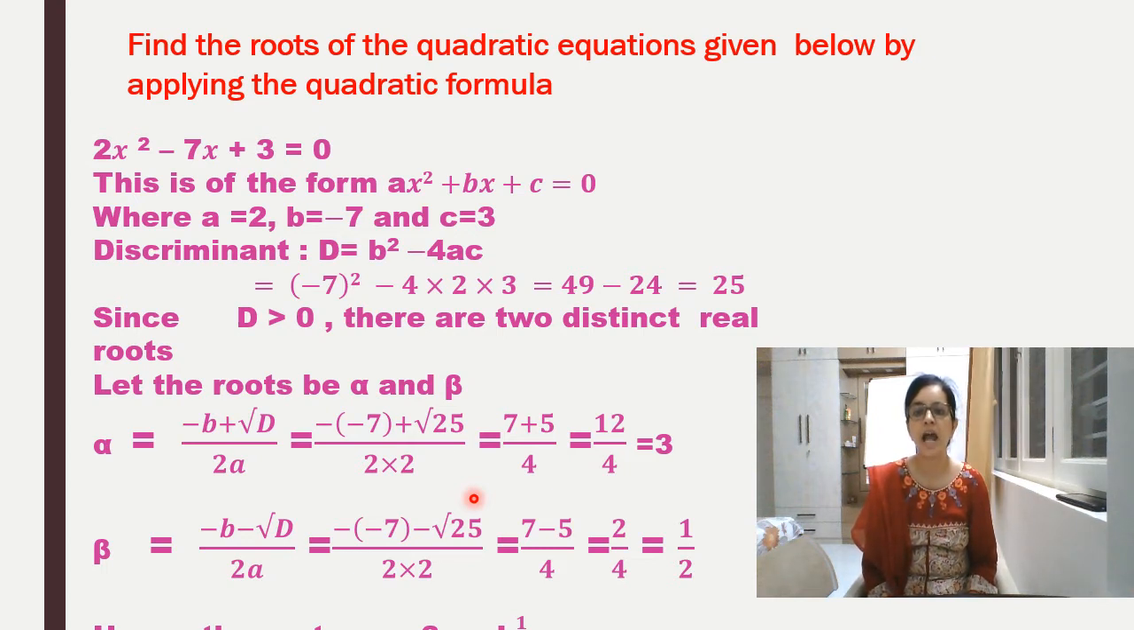It is 5. Add 7 and 5, divide by 4, you get 3. Similarly, subtract 5, then you get 7 minus 5, which is 2. Now, why did you get 7? Because minus of minus 7 is 7. And ultimately you get half. So the two roots alpha and beta are 3 and half.